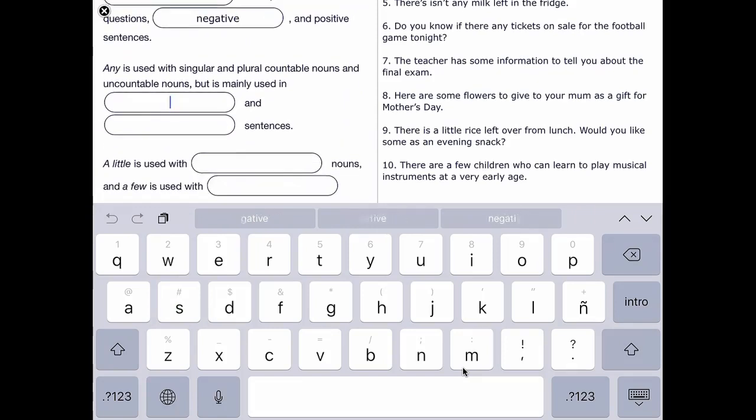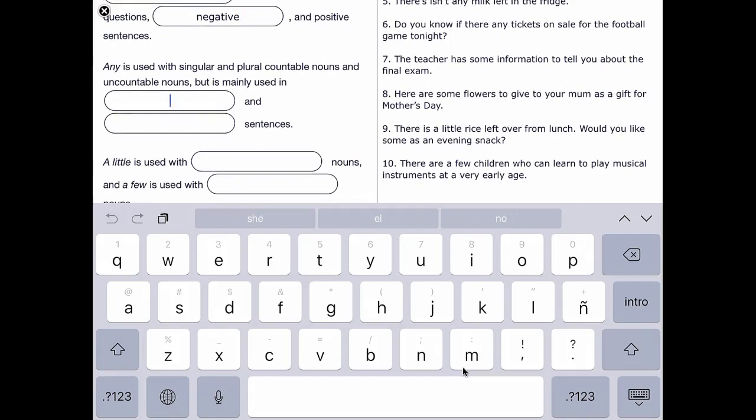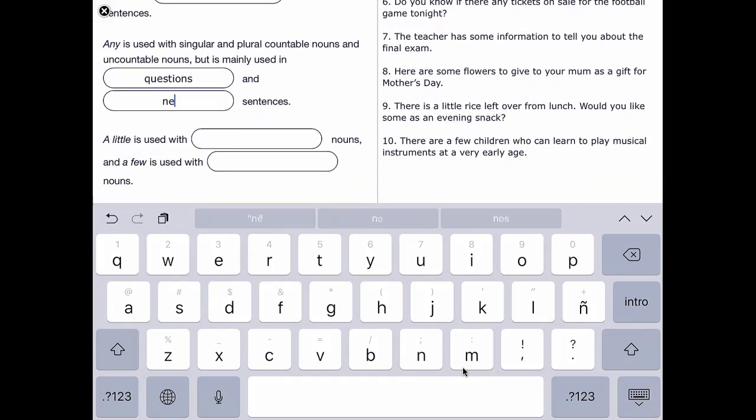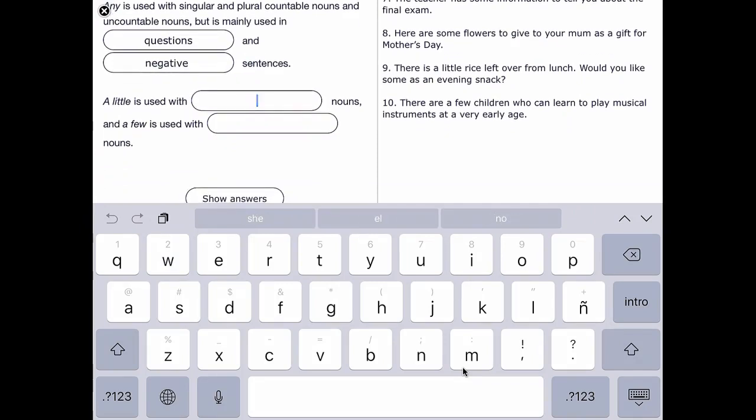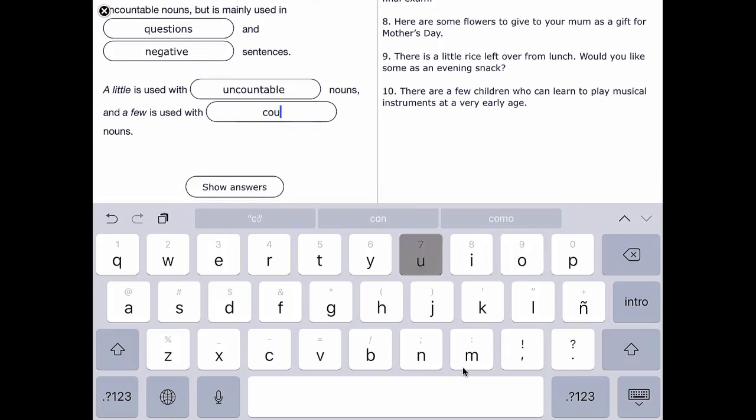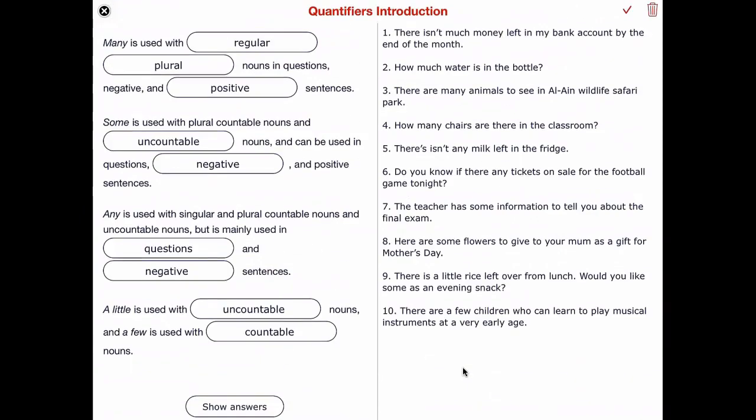And any is used with singular and plural countable nouns and uncountable nouns, but is mainly used in questions and negative sentences. Okay. A little is used with uncountable nouns, and a few is used with countable nouns. All right. So I hope this has been helpful. Please go on to the practice, check your answers when you're done, and ask your teacher if you have any questions.